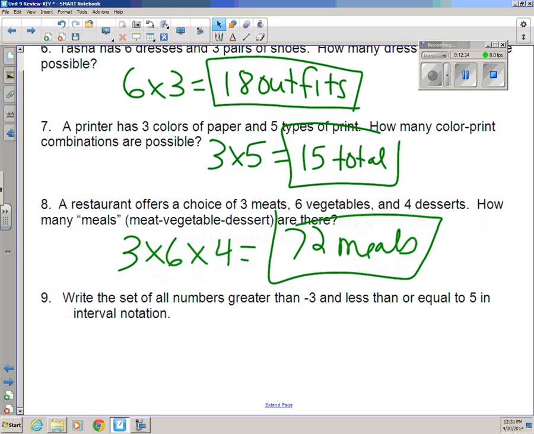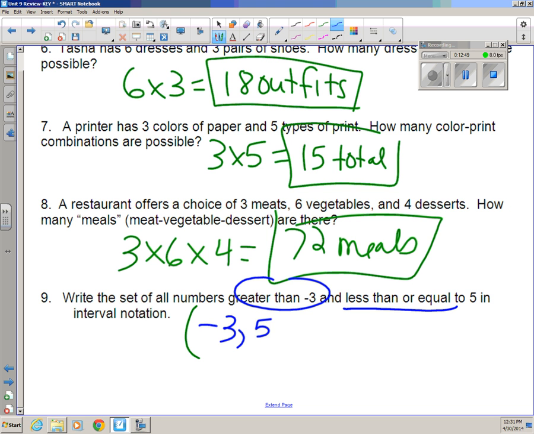Write the set of all numbers greater than -3, but at the same time less than or equal to 5. So I'm dealing with my smallest number and my largest number. The fact that I'm greater than -3 will be an open circle, which means I've got a parenthesis. The fact that I'm less than or equal to means I'd have a closed circle or I'd have a bracket. There's your interval notation. Parens, -3, comma, 5, bracket.